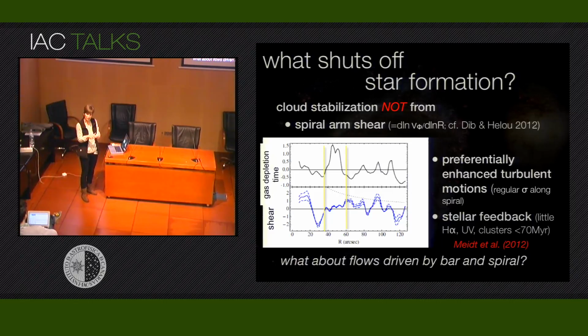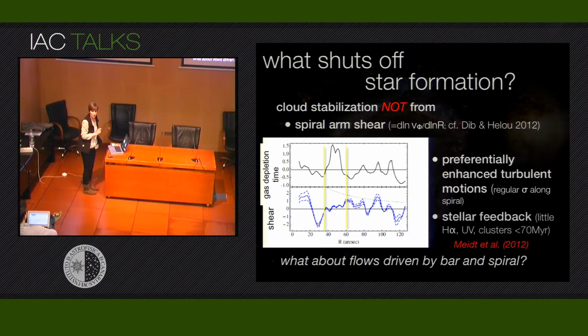Now, if shear, that is the destruction of clouds, were the source of these very long depletion times or very inefficient star formation, then every bump and wiggle in the shear profile would correspond with a bump or wiggle in the molecular gas depletion time. And in some regions it does, especially at a large galactocentric radius. You can see that there's an almost one-to-one correlation between the bumps and wiggles.